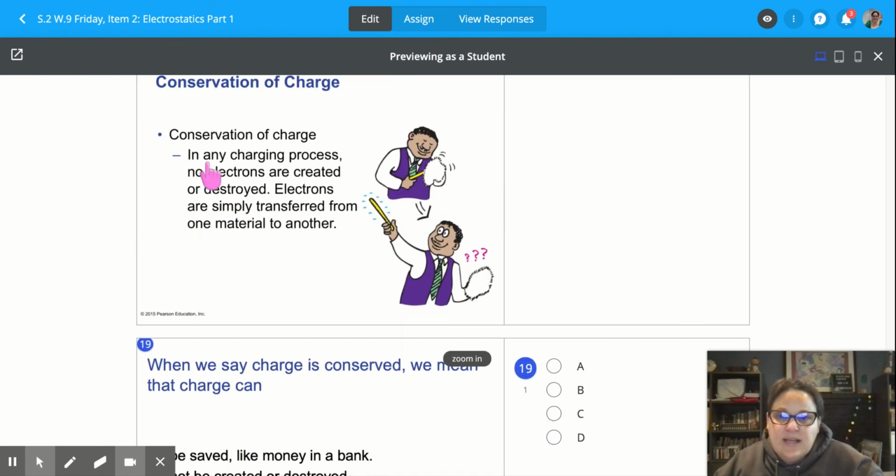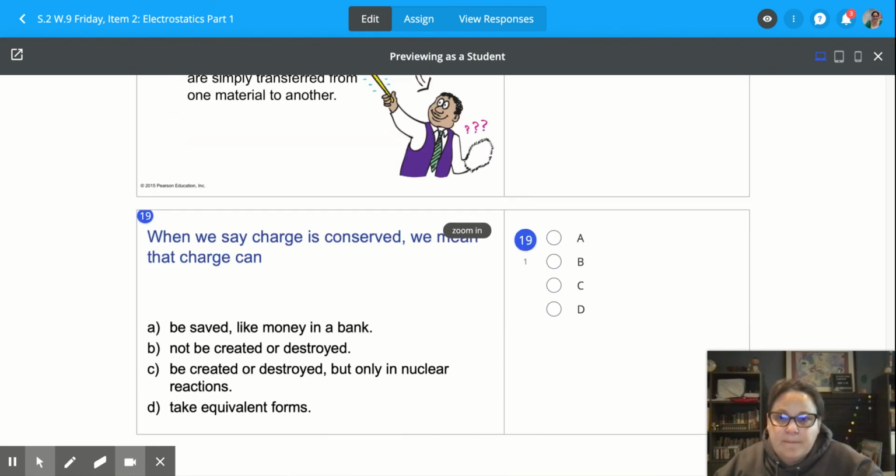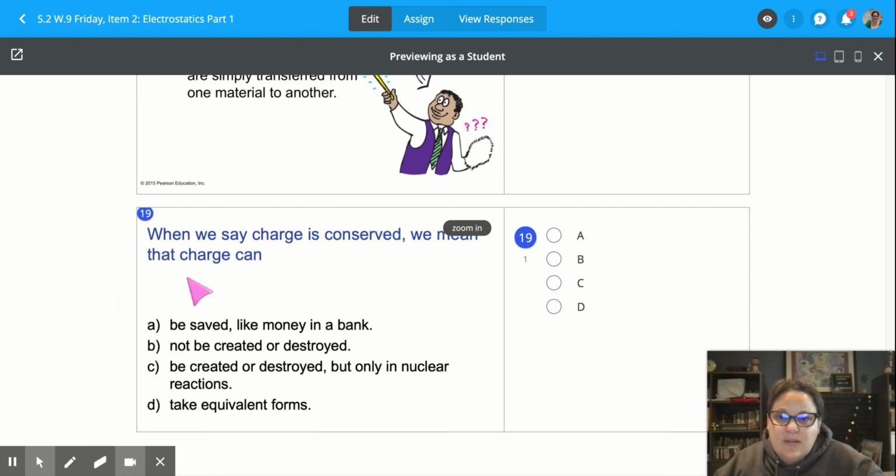Conservation of charge. In any charging process, no electrons are created or destroyed. They're simply transferred. So this is using a glass rod and fur. They're showing that there are more electrons now on the one. This has a negative charge, which means that, what would the wool have? Well, it just lost electrons to the other, so it is now positive. When we say charge is conserved, we mean that charge can what? Which of the following matches the question?